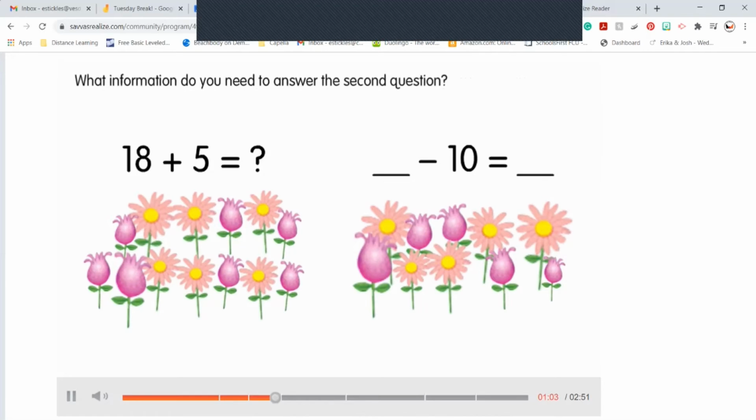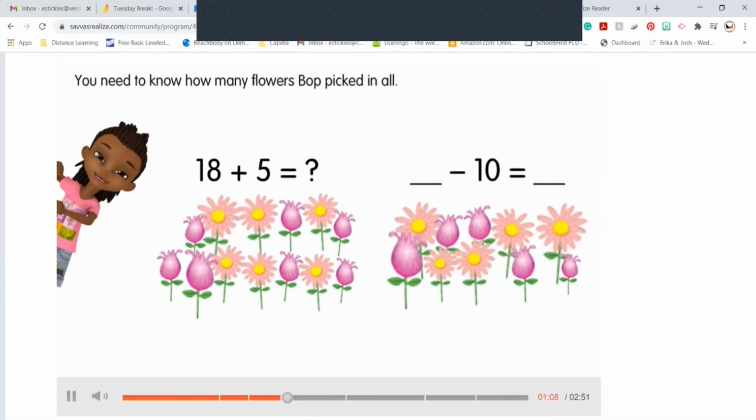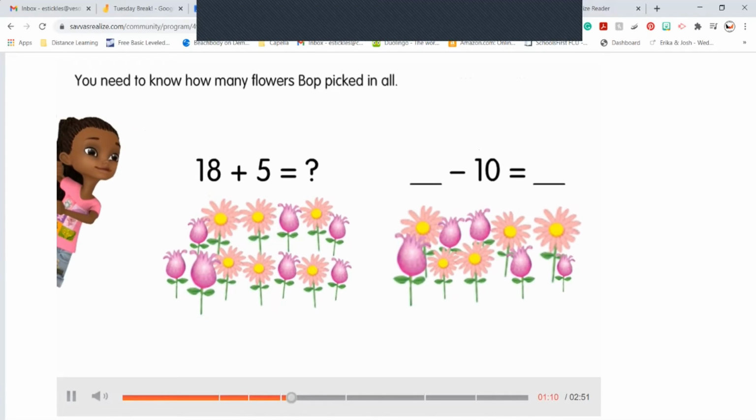What information do you need to answer the second question? We need to know how many flowers there were in total after picking the 5 flowers. You need to know how many flowers Bop picked in all.